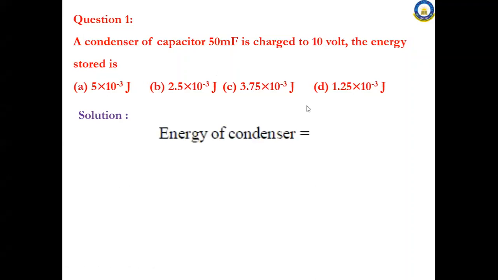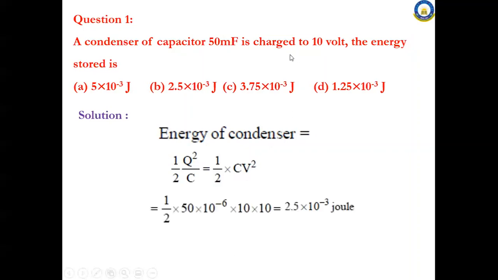So for the energy of the condenser, there are three different formulas, right? So here we have to apply whichever is required. So it is half CV square. So half into C, 50 into 10 to the power of minus 6. It is micro actually, 50 microfarad. So 50 into 10 power minus 6, 10 volts, 10 into 10. So that is equal to 2.5 into 10 power minus 3 joule. So the correct option is B, 2.5 into 10 power minus 3 joules.